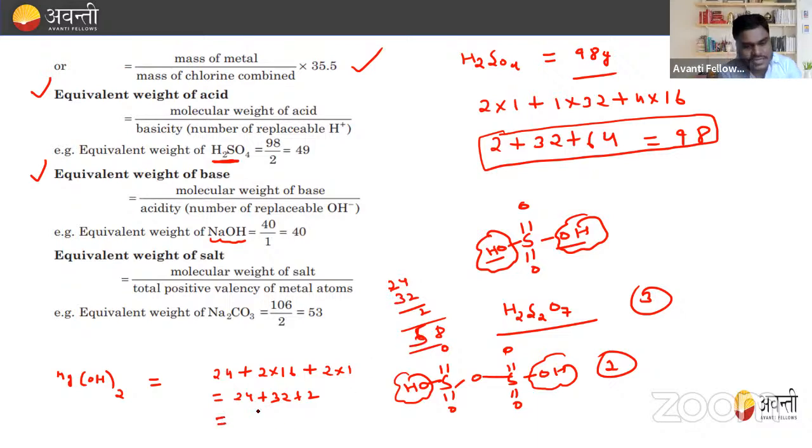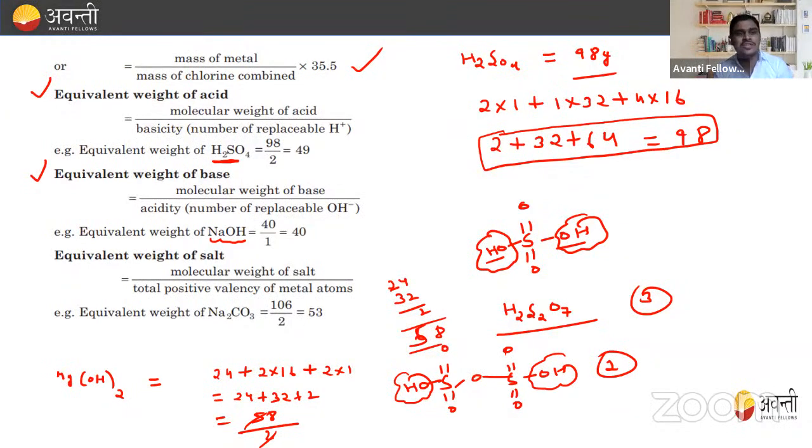Okay, so just divide 58 by what? Just divide 58 by how many replaceable OH are present here in Mg(OH)2. In NaOH, only one OH is replaceable. So in Mg(OH)2, how many OH are replaceable, beta? That is 2, so you can just divide. By using this concept, you can also calculate the equivalent weight of a base.